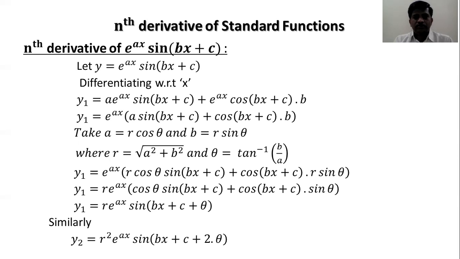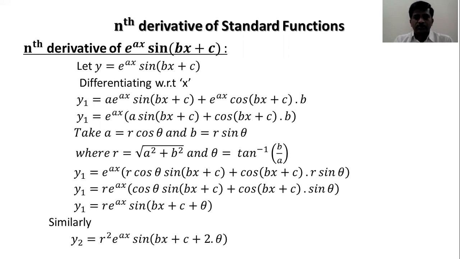This y1 term should reduce to the given form, that is e^x sin(bx + c). For that, we have to take a substitution: a = r cos theta and b = r sin theta, where r = square root of (a square + b square) is called the modulus, and theta = tan inverse of (b by a) is called the amplitude.